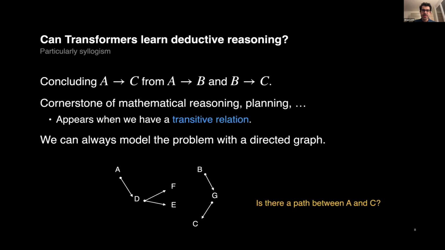So we focus on this sort of deductive reasoning. We have relations like A gives B and B gives C, and we want to conclude that A gives C. I think this is very important in general reasoning and in particular mathematical reasoning, because it appears basically everywhere in our reasoning process. It is also important in planning, because instead of these relations, we can have priorities or other sorts of comparisons.